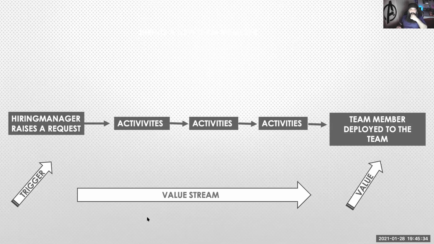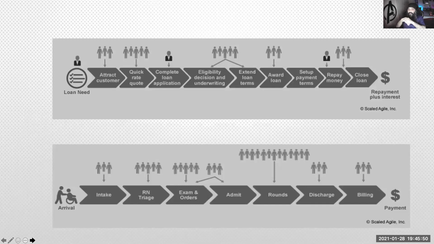Now that we have a high level understanding of what a value stream looks like and how you identify, from a trigger till the value is actually delivered, all the activities that we are going through, this is what we have referred to as the value stream. Now let's take a look at the real business use cases, right?